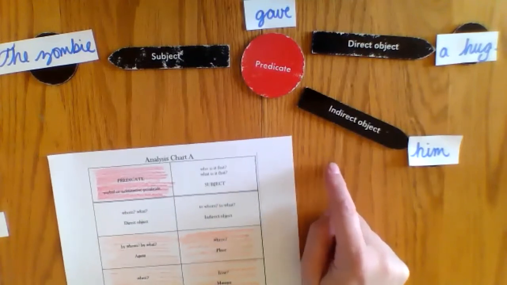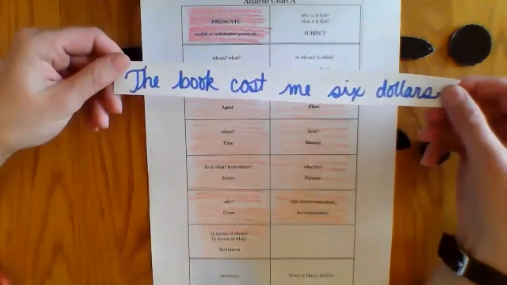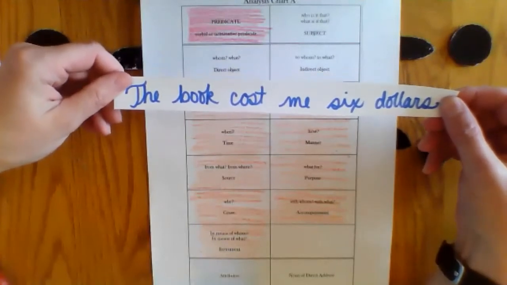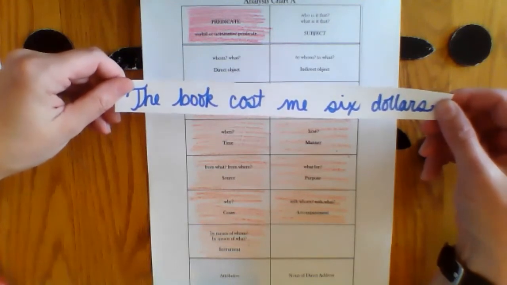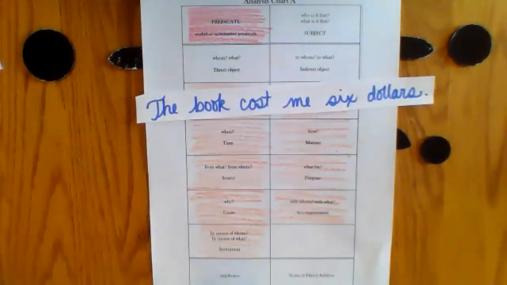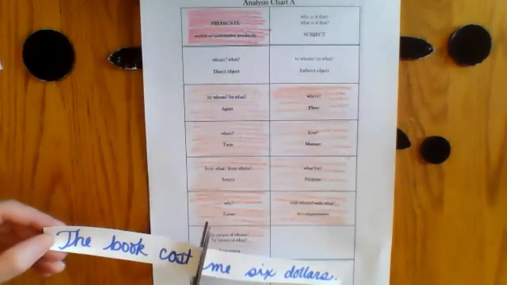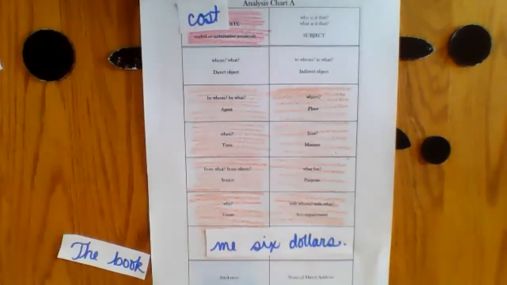Isn't that cool? Okay, I am going to bring up our chart A. I have another sentence I want to share with you so that when you write one for yourself, you'll be familiar with the type of sentence that you're going to write. Here's our sentence. The book cost me $6. What's our action? What's happening here? Cost. Cost is like how much I had to pay for something.